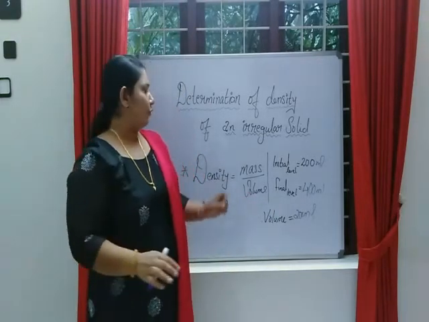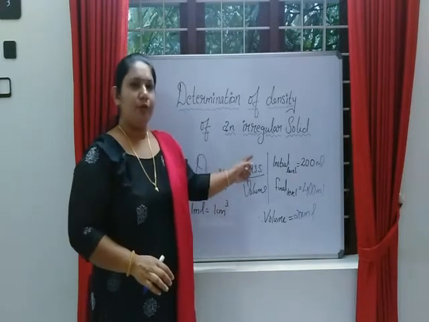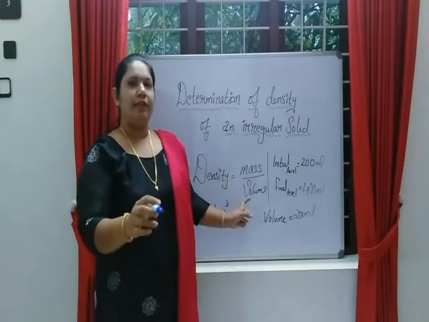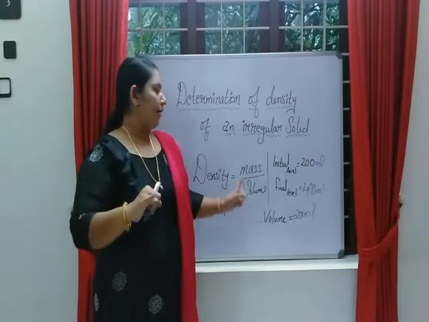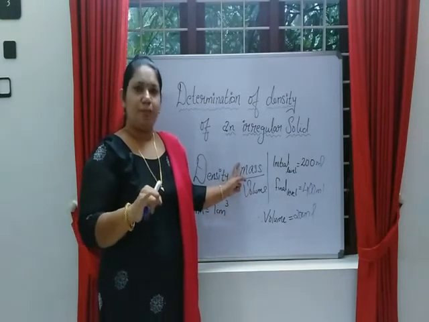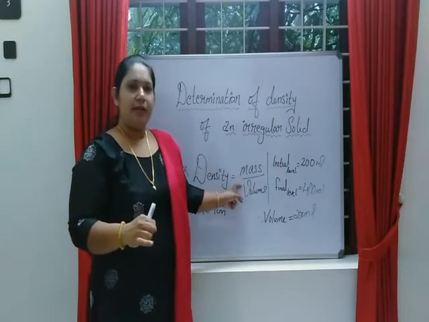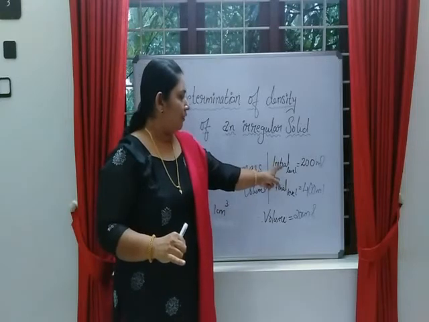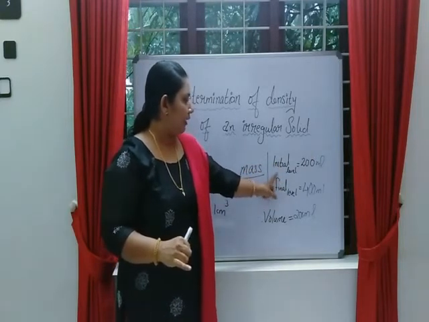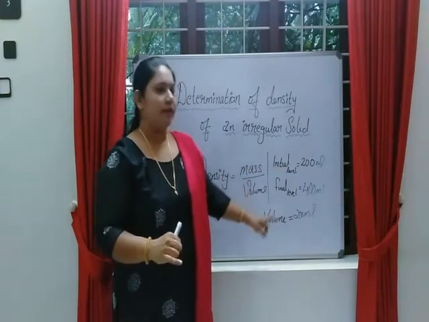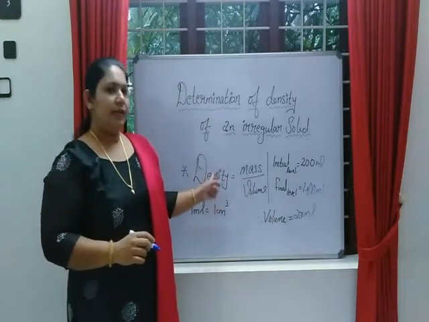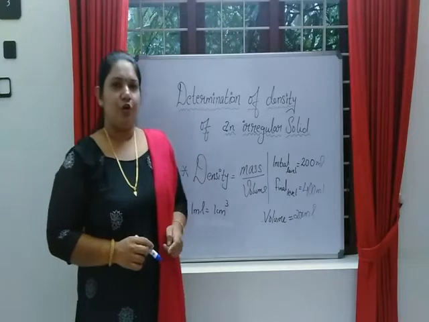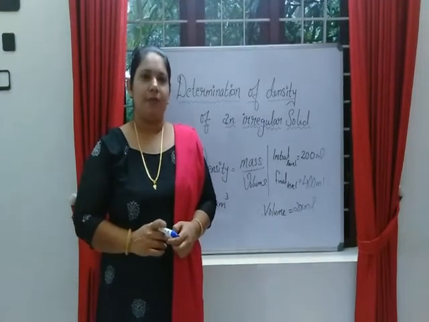So using the formula, density is equal to mass by volume, we can calculate the density of that given stone. First we have to find the mass using the spring balance or beam balance. Secondly, calculate the volume using the displacement method, subtracting final level and initial level, we will get the volume. And using the formula density is equal to mass by volume, we can determine the density of an irregular solid.